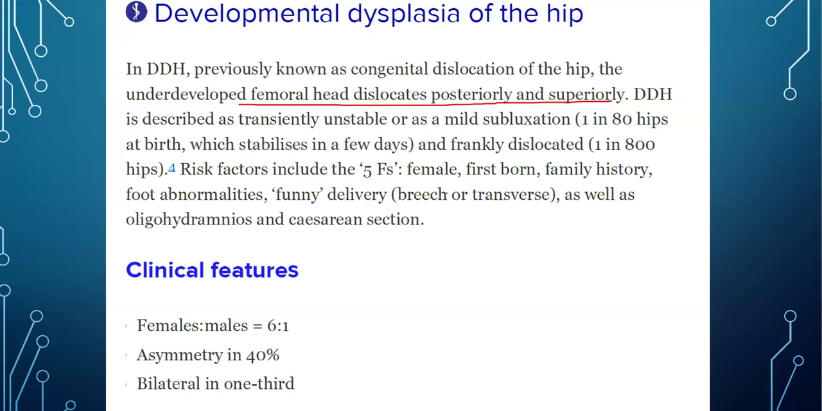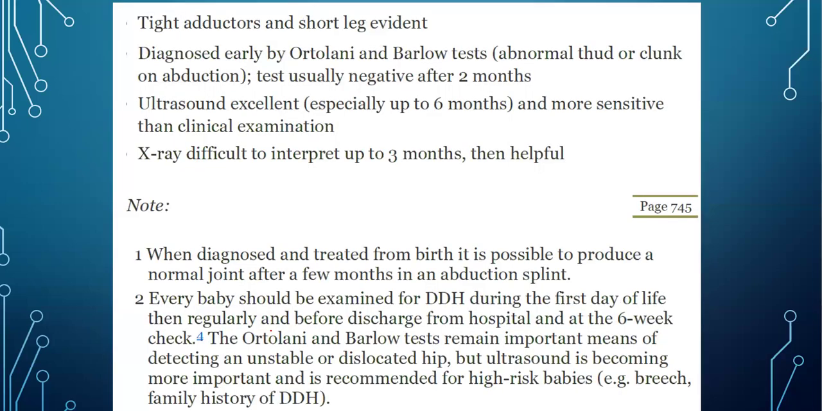It is common in female firstborn with a positive family history, and sometimes even in children who had breech delivery or transverse delivery, and also in those who had a cesarean section. Female children get it more than male children, about a 6:1 ratio. Definitely it is a problem in a child, and most of the time you need to find this out as soon as possible after the birth.